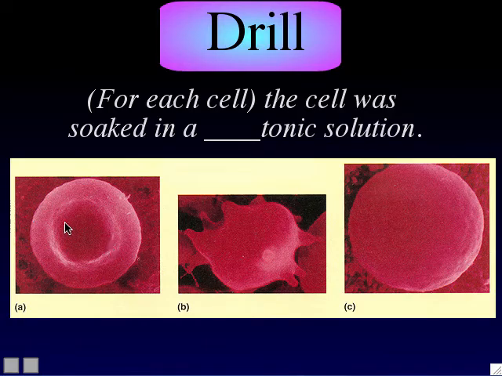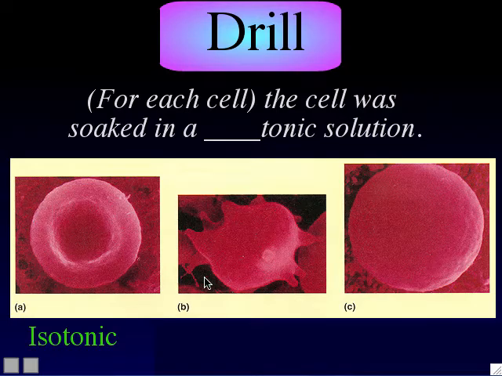And I'll just tell you, this is the normal, natural shape of a red blood cell that you're seeing right here. And so, do you think that red blood cell has its normal, natural shape? Was it soaked in an isotonic solution, a hypotonic solution, or a hypertonic solution? And the answer is isotonic solution. Because remember, cells keep their own natural size and shape when you put them in an isotonic solution because they don't gain or lose water.